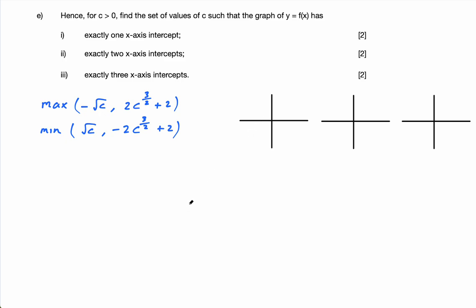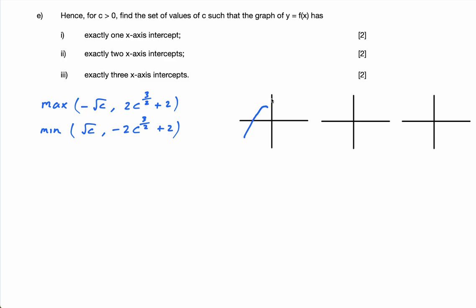So they're all cubics, and they all have a max and a min, so they all go something like that. But they're all going to have an x-intercept here. The maximum is always going to be positive because c is bigger than 0. So the turning point, the first turning point, the maximum, is always going to be here somewhere.